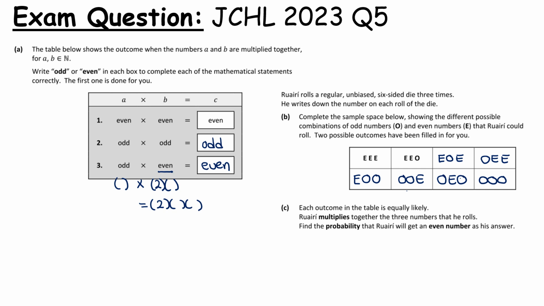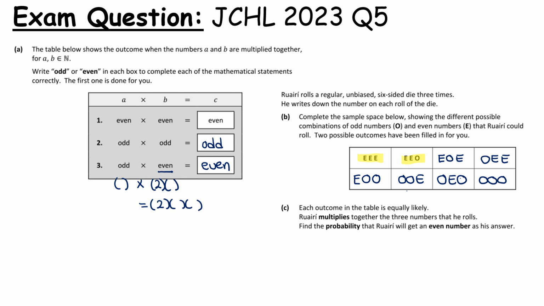So then part C says each outcome in the table is equally likely. Rory multiplies together the 3 numbers he rolls. Find the probability that Rory will get an even number in his answer. So we're going to use what we did in part A to figure out which of these will give an even answer. So 3 even numbers together will give us an even answer. Even by odd will always give us an even answer.